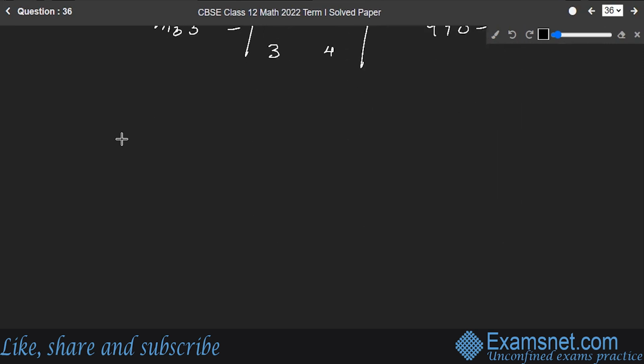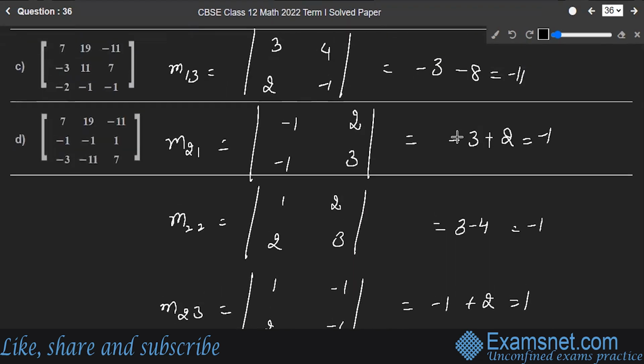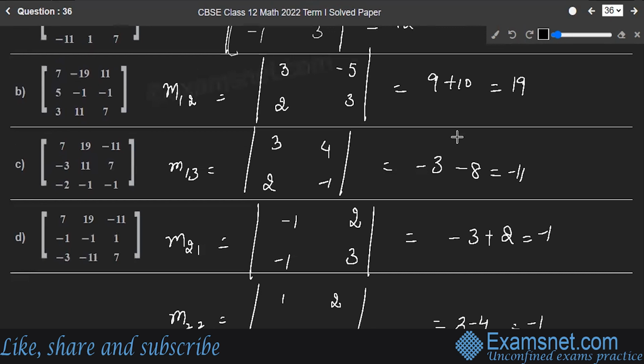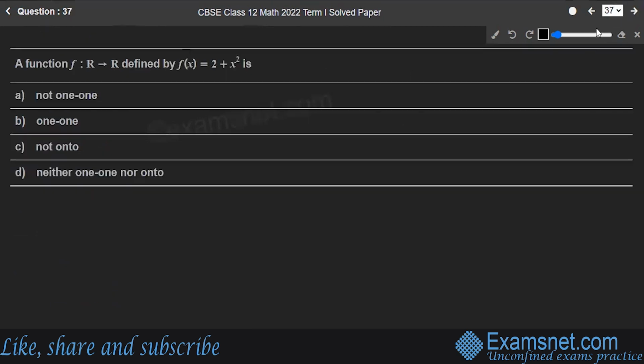So what does the Y matrix become now? Y is equal to 7, 19, -11, -1, -1, 1, -3, 11, and 7. So this is the answer to the question. Let's check with the options. You have option D as your answer. Hope you got that. Next question number 37.